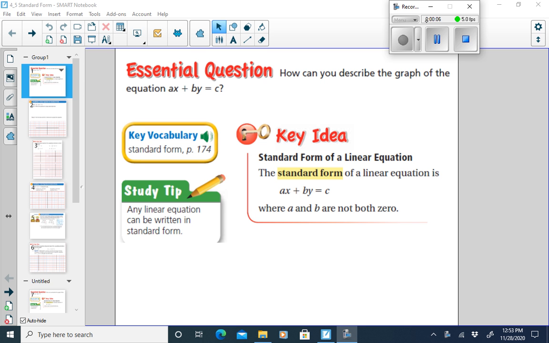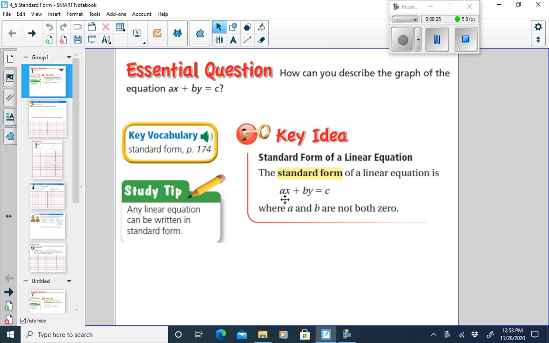Okay guys, today we're going to be taking a look at standard form of a linear equation. Right? We've been doing a lot of work with slope-intercept form where y is equal to mx plus b. Here, an equation is in standard form when you see the following.